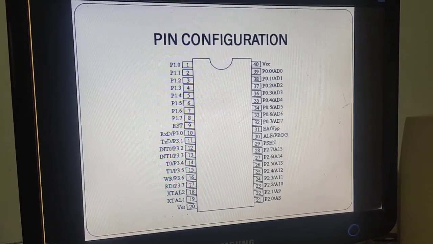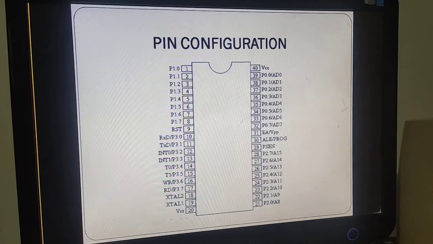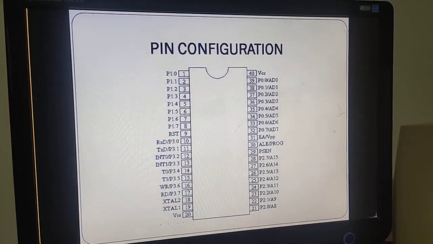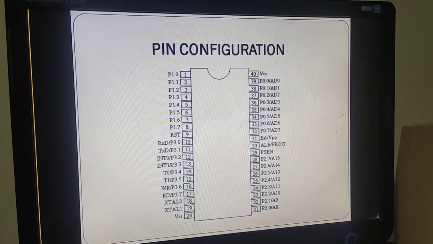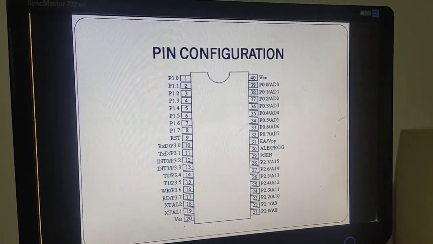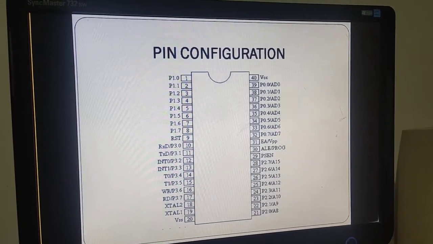VSS is nothing but your ground. Port 2.0 to port 2.7, that is pin number 21 to pin number 28, are again your address lines. Pin number 29 is program store enable. Pin number 30 again is your address latch enable or programmable. Pin number 31 again is external access enable.